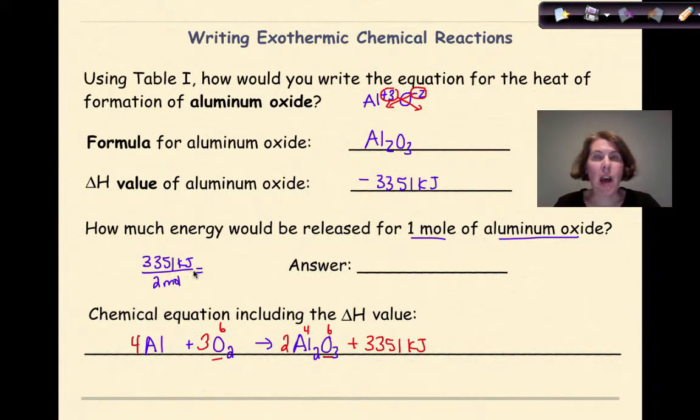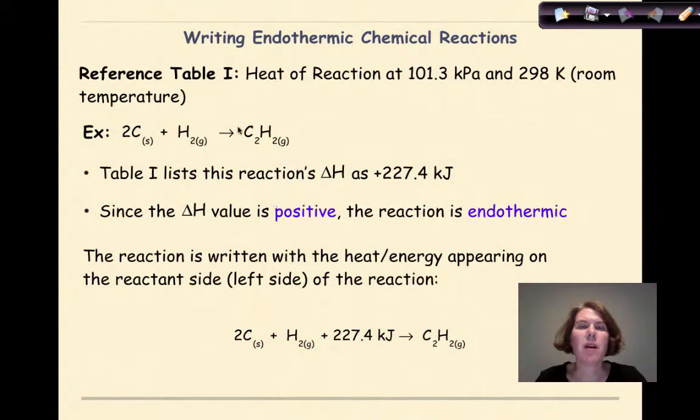And if I work that out, I get 1,675.5 kilojoules. So rewrite that again over here, 1,675.5 kilojoules of energy released per every 1 mole of aluminum oxide. Now let's talk about writing endothermic chemical reactions.